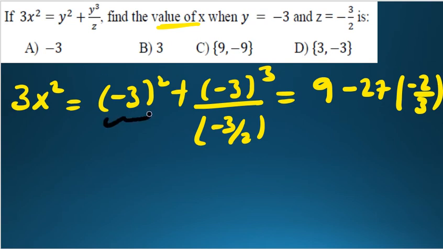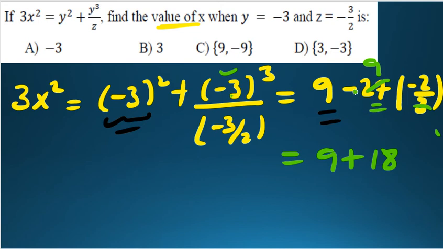What did I do? This negative 3 is squared and it comes to 9, as you see. And next, negative 3 cubed becomes negative 27, as you see. But the denominator is a fraction, so I have to flip it and multiply. Then simplify: 27 by 3 is 9, and 3 by 3 is 1. This is the same as 9 plus 18. Why plus? Because negative times negative is positive. 9 multiplied by 2 is obviously 18, and negative times negative will be positive. So when I add, it's going to be 27.